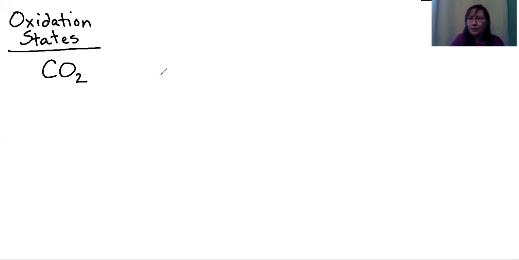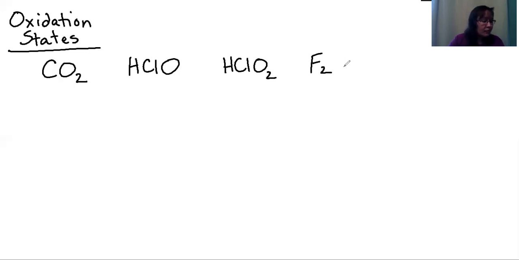Let's look at CO2. Let's look at some parts of our chlorine series. Let's look at HClO, the hypochlorous acid, and then let's look at HClO2, chlorous acid. And then let's go ahead and look at fluorine gas, and that works. This should cover what we need.